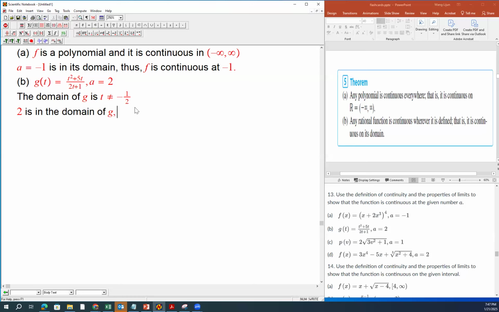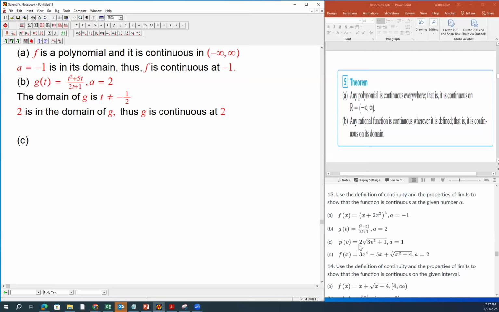Then you say thus, G is continuous at 2. That's all you have to say. Okay? Now, C, question number C.